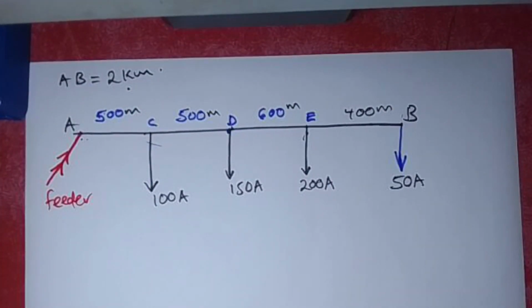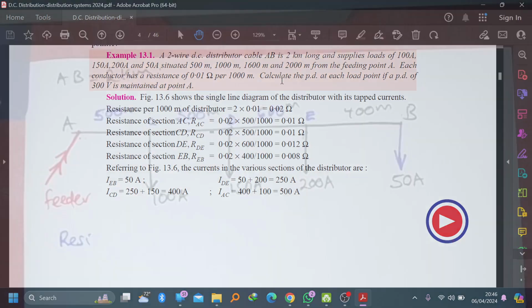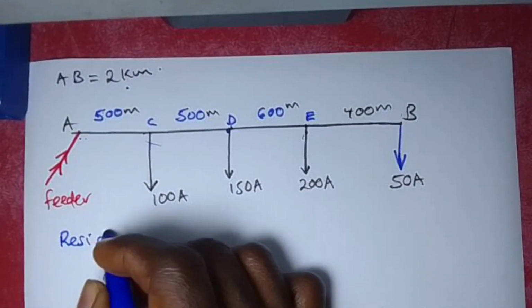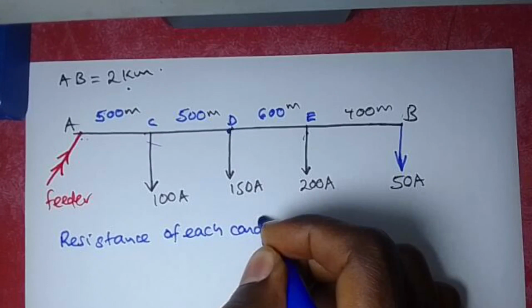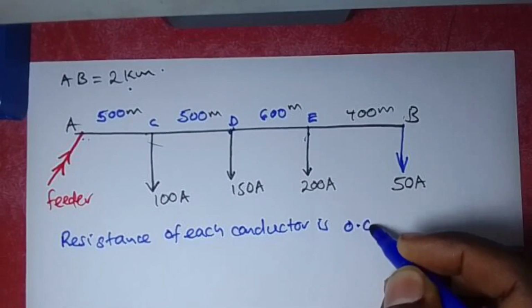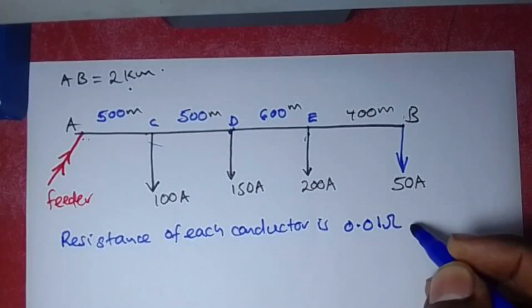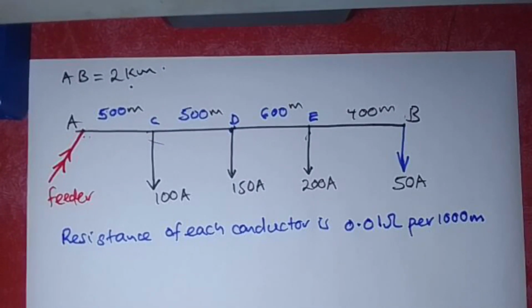Let's go back and finish getting the data that is given. They're saying each conductor has a resistance of 0.01 ohm per 1,000 meters. So the resistance of each conductor is 0.01 ohm per 1,000 meters. After knowing that, now we are able to calculate.